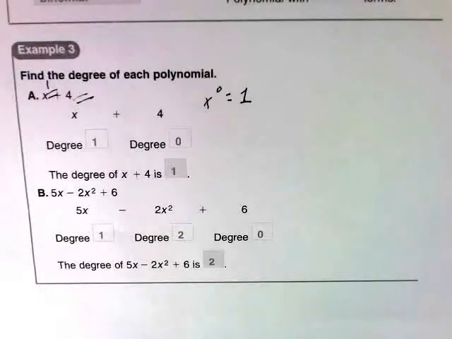So we have a degree of 1, an exponent of 1 on the first term, a degree of 0 on the second term. So the degree here is simply whatever is the greatest exponent. The greatest exponent here is 1. So the degree of x plus 4 is 1.